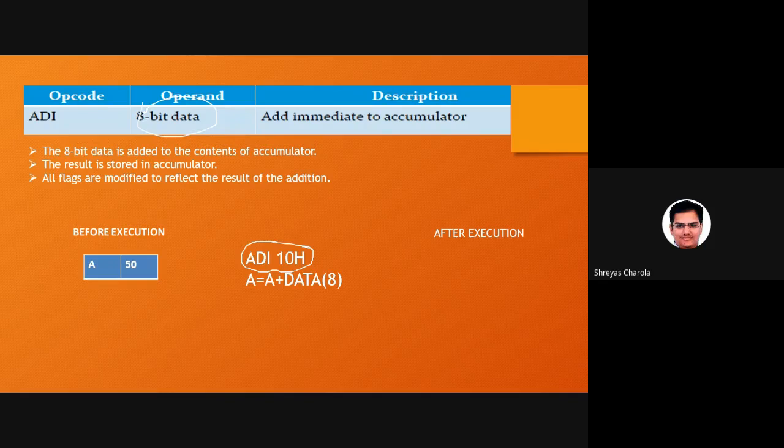130, is that the answer you will get? ADI 10H, accumulator is 50. Archit, now it is clear? Okay, the correct answer, very good, is 60. Clear, all of you?